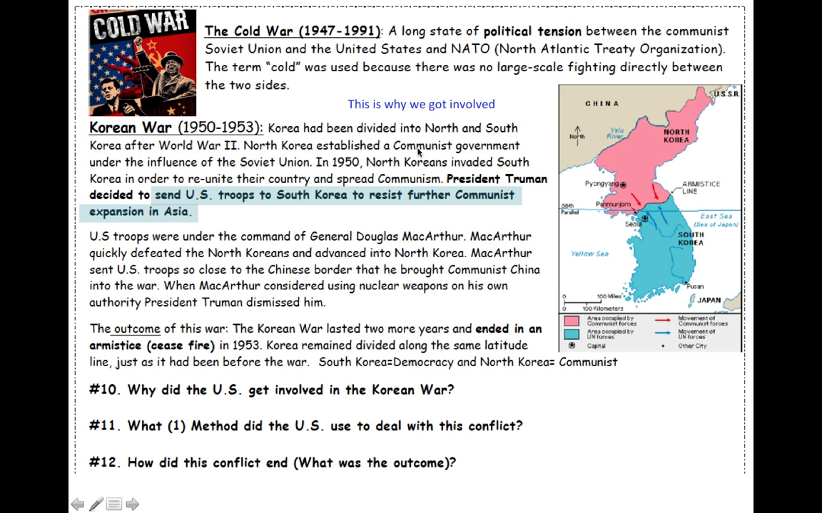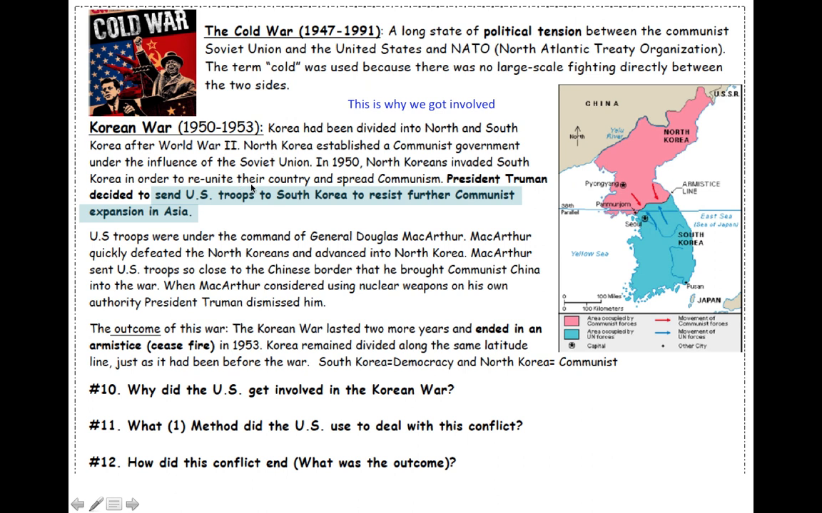North Korea established a communist government under the influence of the Soviet Union. In 1950, North Koreans invaded South Korea in order to reunite their country and to spread communism. U.S. President Truman decided to send U.S. troops to South Korea to resist further communist expansion in Asia. So here's the North, they're coming down into the South, and they're going to try to take over the rest of this nation, turn it into one country again, but they want the whole thing to be communist. The U.S. wants to support this blue section here, South Korea, because they are not communist, and we wanted to support any country that wants to resist communism.